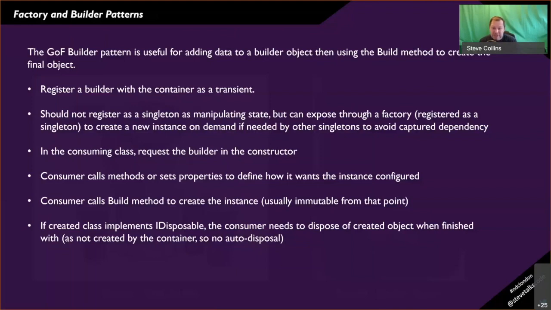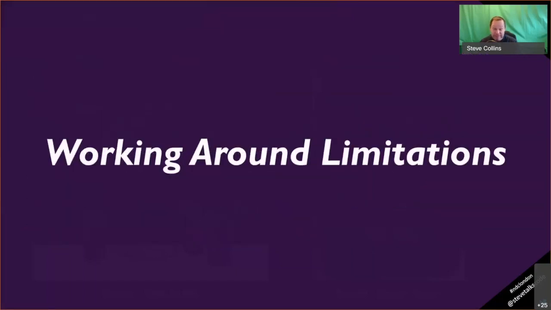The last thing to mention is that, like the factory, if the instance you create out of the builder is disposable, it's the caller that asked for it to be created that needs to be responsible for disposing it. So it needs to wrap it with a try catch finally or the using syntax. It's not the container's responsibility.